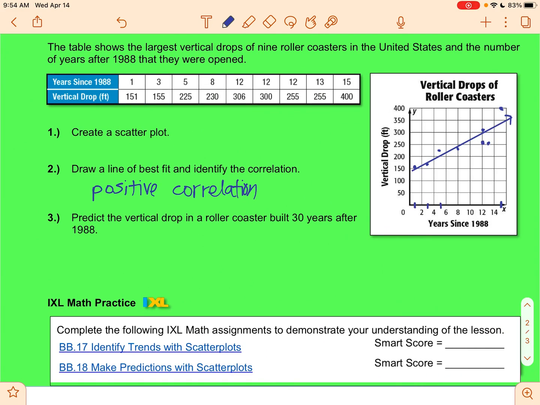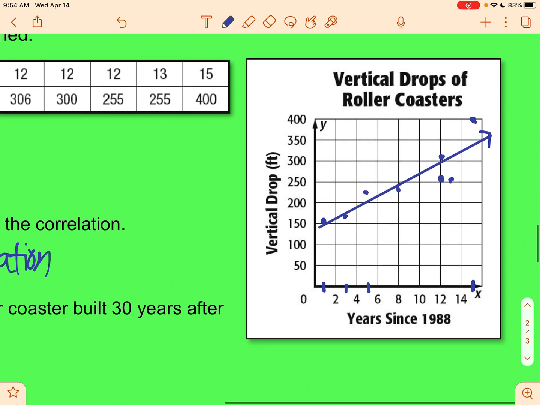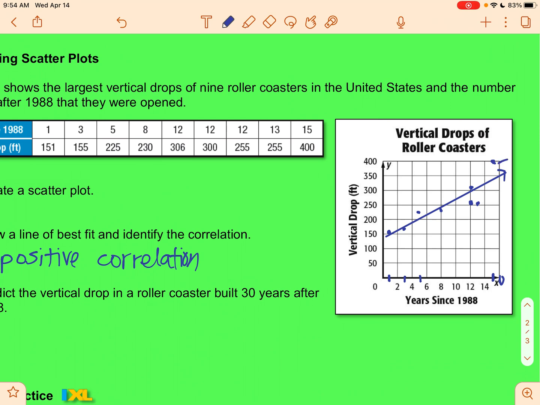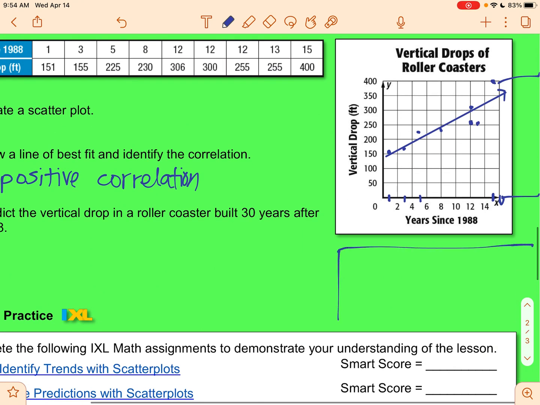Alright, so then number 3, predict the vertical drop of a roller coaster built 30 years after 1988. Alright, so right now this only goes to 15 years after. So we need to think, like envision a whole other graph here. Okay, if this is our graph, here's what it looks like right now. In 30 years, how high is it going to be? How high of a drop do we think it's going to be? I'm going to take an estimate.